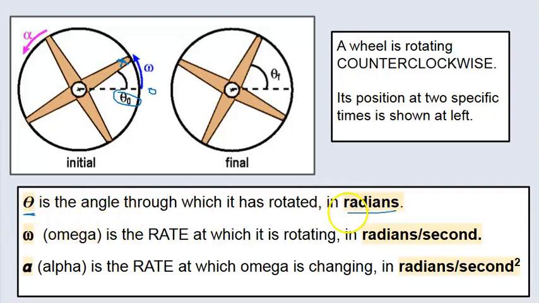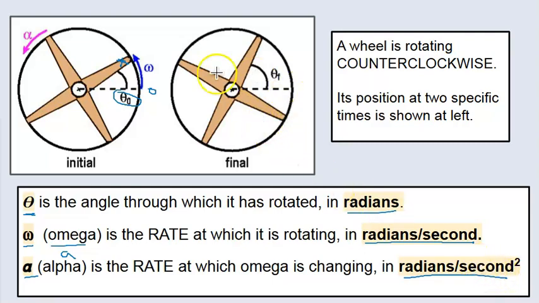The units of theta are radians, and there's a whole table on the next page. Okay, so keep listening to the next page and then go back and forth to decide what you want to write down. This is the lowercase omega, and that's how fast it's moving in radians per second. That's how fast it's rotating. And alpha, like a, is the rate at which the rotation is speeding up in radians per second squared.